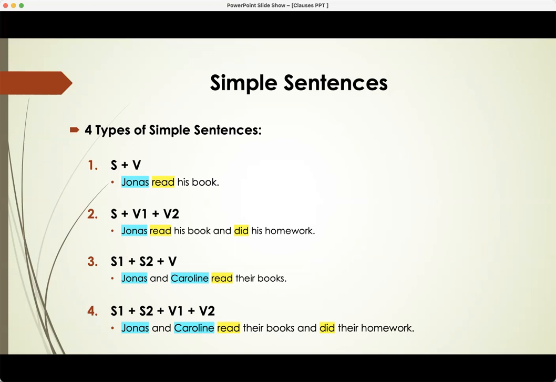So even though we have two subjects and two verbs, we still have a simple sentence because the two subjects that we have, each one of them does the same two actions as the other. So again, it's a simple sentence.